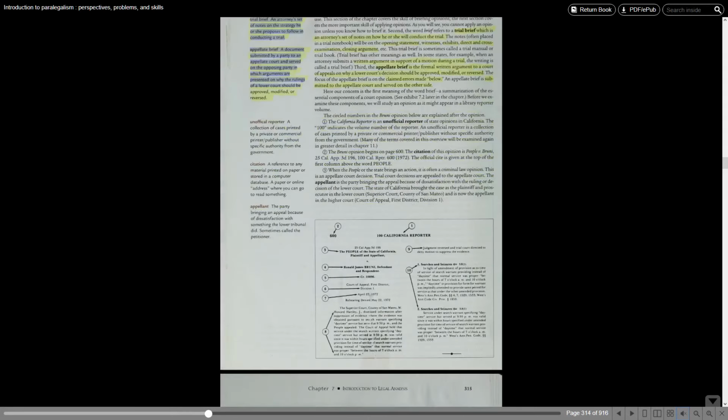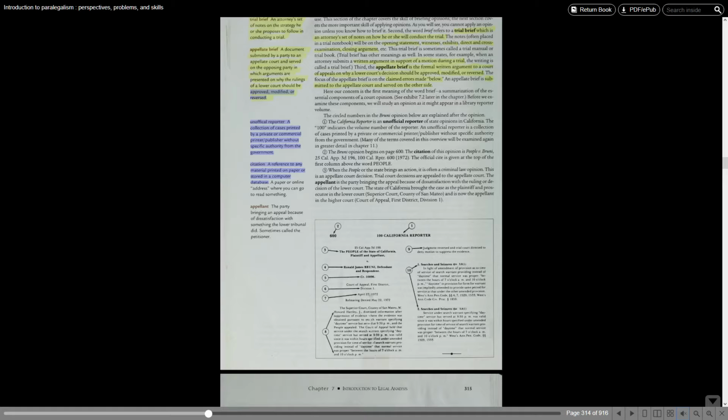Trial brief: an attorney's set of notes on the strategy he or she proposes to follow in conducting a trial. Appellate brief: a document submitted by a party to an appellate court and served on the opposing party, in which arguments are presented on why the rulings of a lower court should be approved, modified, or reversed. Unofficial reporter: a collection of cases printed by a private or commercial printer/publisher without specific authority from the government.